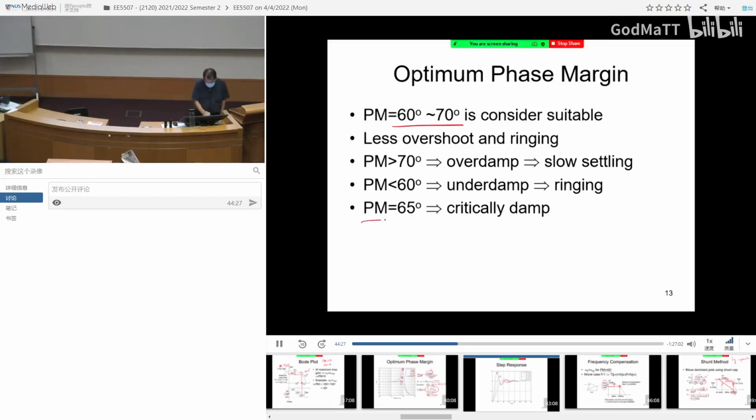65 degrees is what people refer to as critically damped. Bigger than 70 degrees is actually overdamped, meaning that you introduce too much compensation. So you damp the system too much. Although it doesn't have ringing, it settles very, very slowly. Okay? If you have phase margin less than 60 degrees, you don't damp the system. In fact, you damp the system insufficiently. So the system is prone to oscillation. Okay?